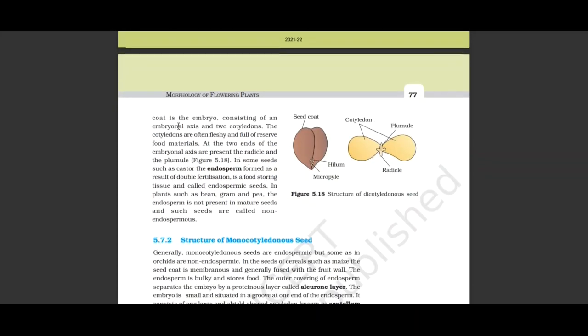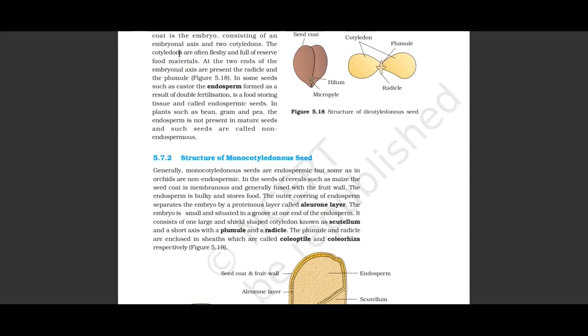Within the seed coat is the embryo consisting of embryonal axis and two cotyledons. The cotyledons are often fleshy and full of reserve food material. At the two ends of the embryonal axis are present the radicle and the plumule.